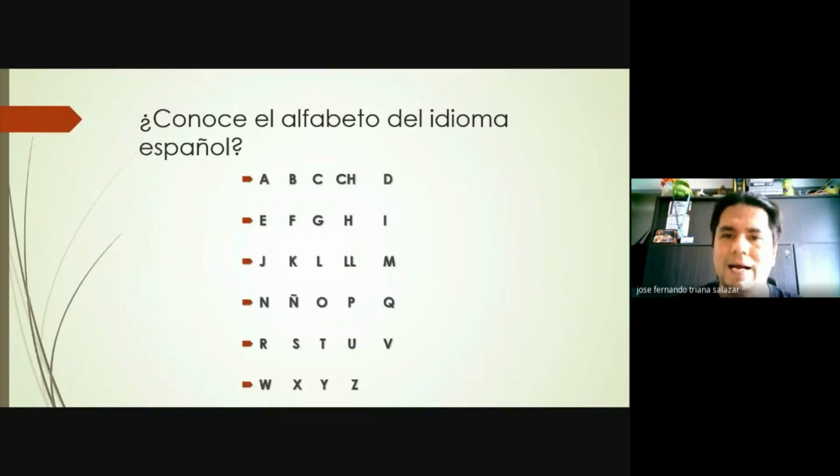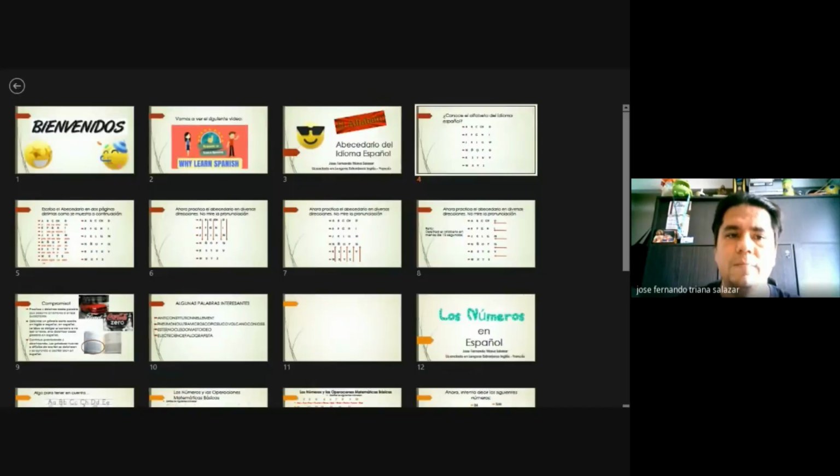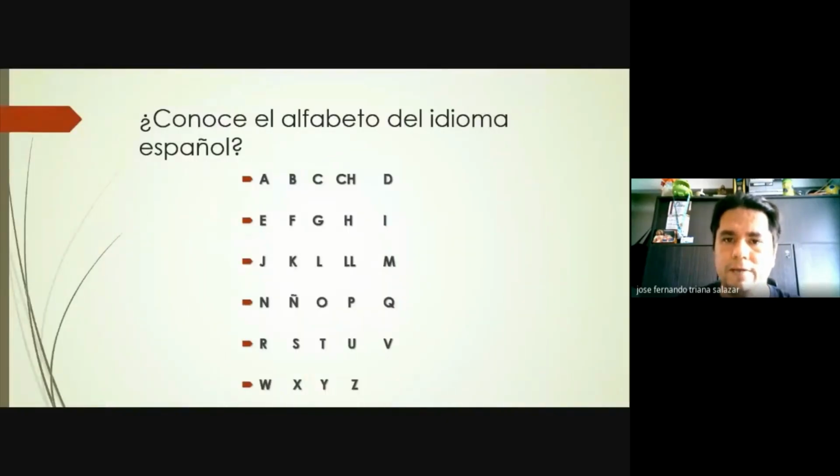Ok. Acá tenemos una distribución de las letras. Here we have, let's say, a structure of the alphabet sorted by 5 letters per column. And I invite you to write it down on a piece of paper or in your notebook so you can memorize it, right?